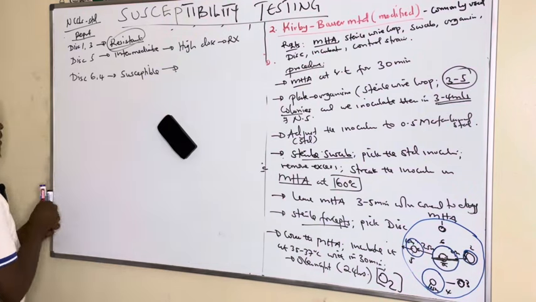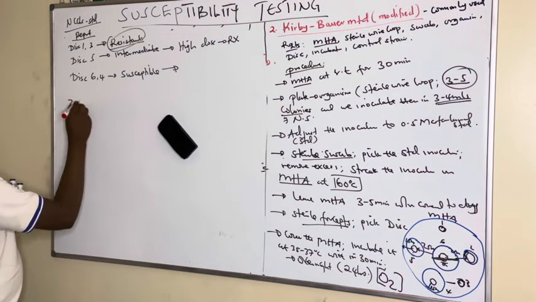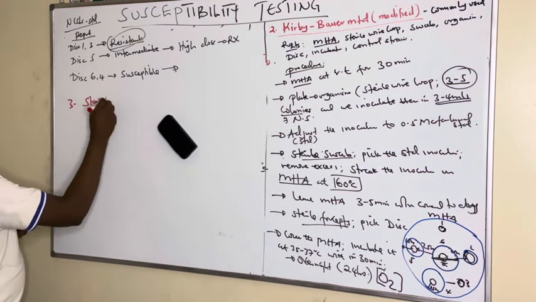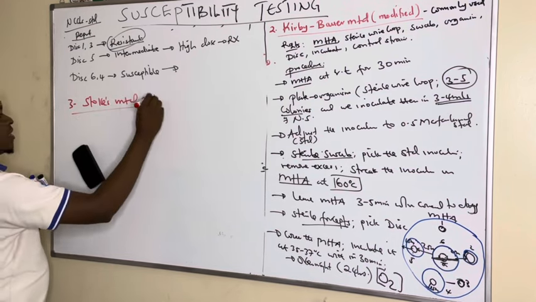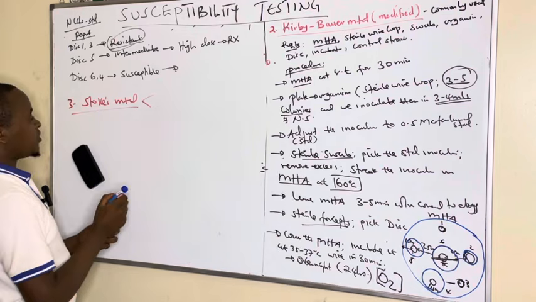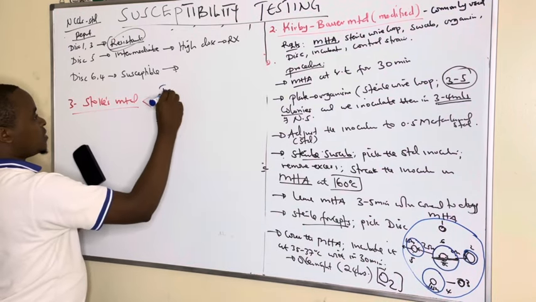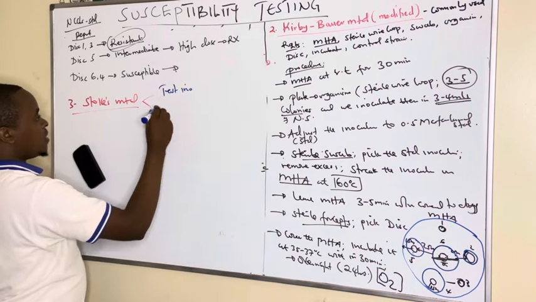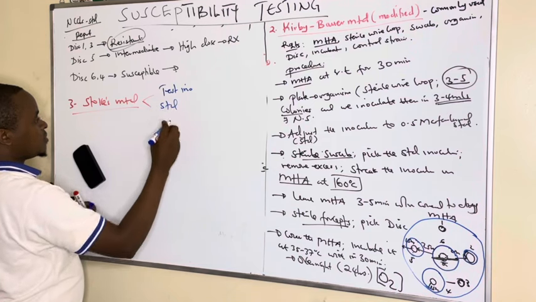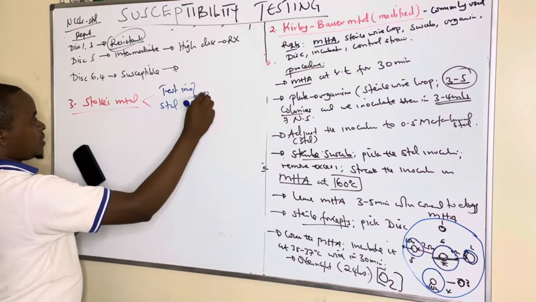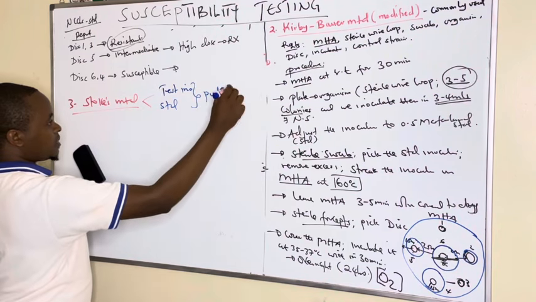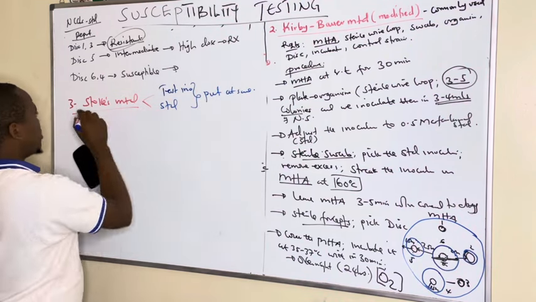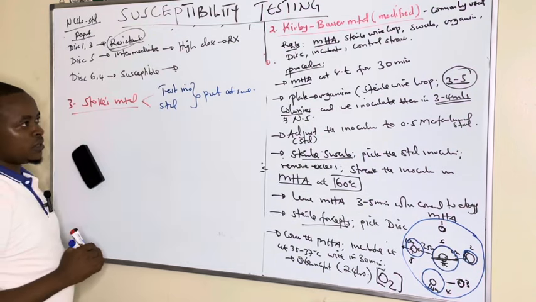And the last one is known as the Stokes method. But this Stokes method is not commonly used. In this method, both the test inoculum and the standard are run at the same time, but it is not commonly used.